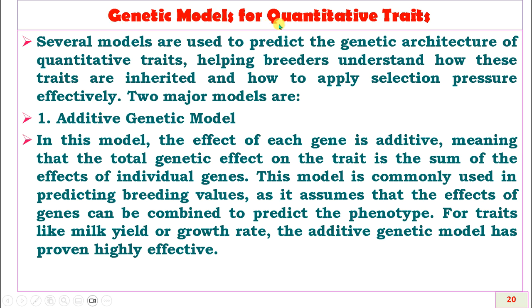Then there are varieties of genetic models for the quantitative traits. Several models are there to assist in breeding an animal, how these traits are inherited, and how to apply selection pressure effectively. There are two models. One is the additive genetic model. In this model, the effect of each gene is additive, meaning the total genetic effect of the trait is the sum of the effects of individual genes, 1 plus 1 is equal to 2. This model is commonly used in predicting breeding values as it assumes that the effects of the genes can be combined to predict the phenotypic character. For traits like milk yield or growth rate, the additive genetic model has proven very effective.